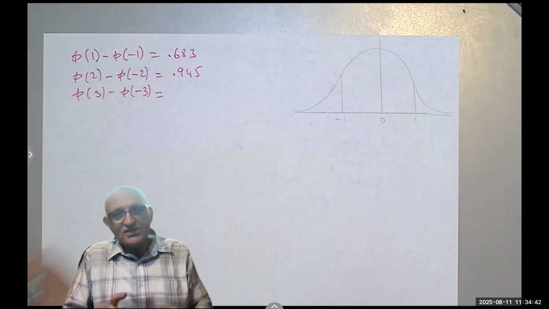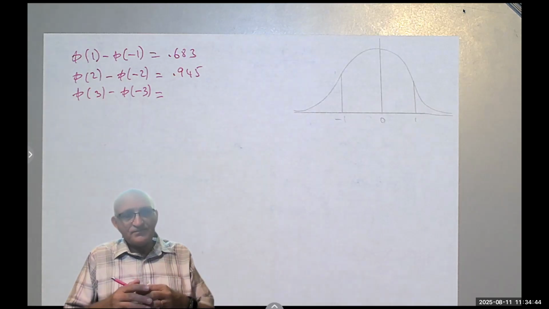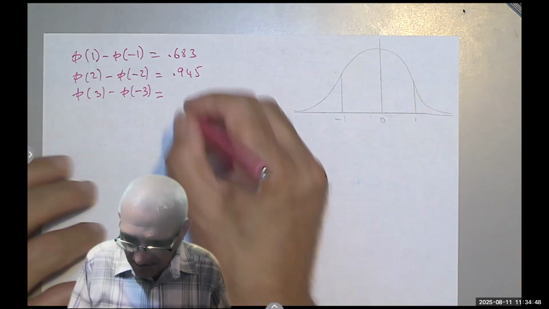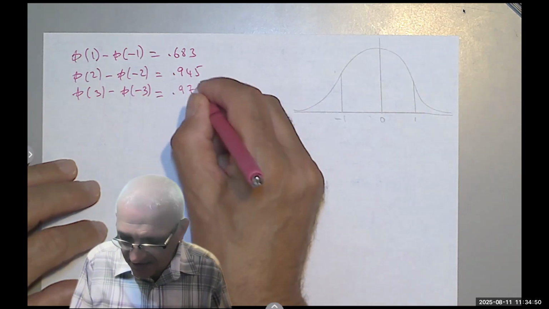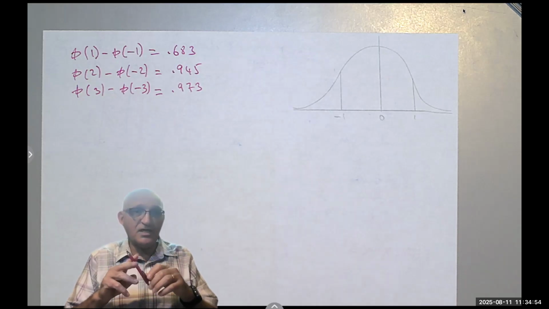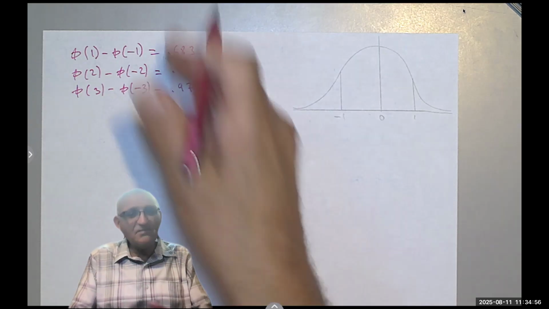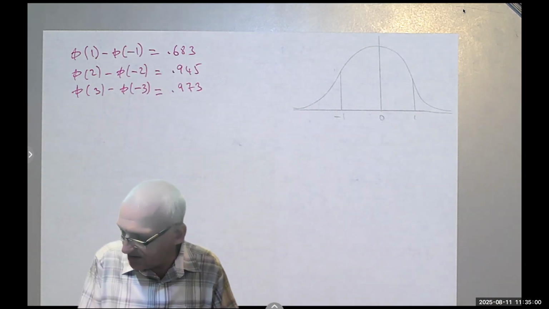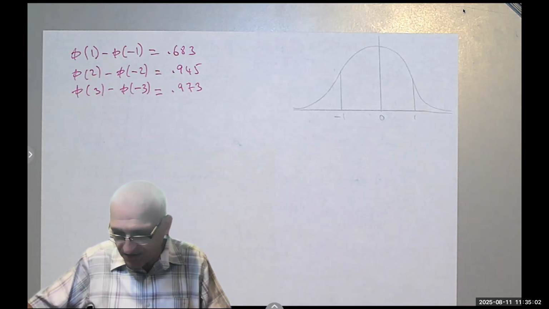And if you take it from 3 to negative 3, which usually in the past, most technologies assumed that this is the whole distribution because it's 0.973, 97.3% between plus or minus 3 sigma. So these numbers are very well known and used in industry.